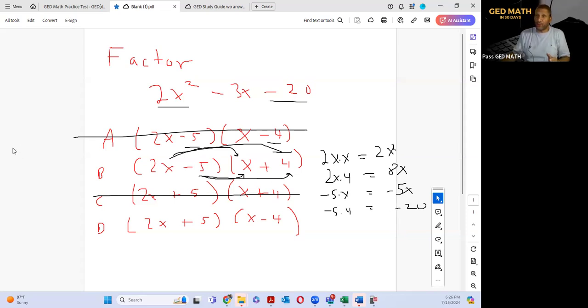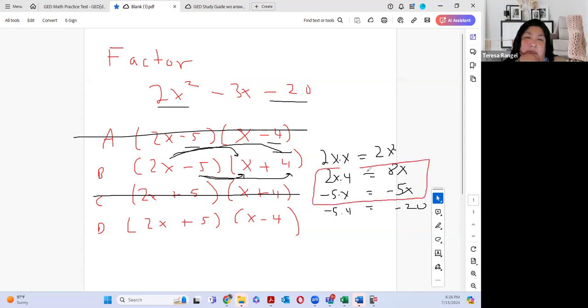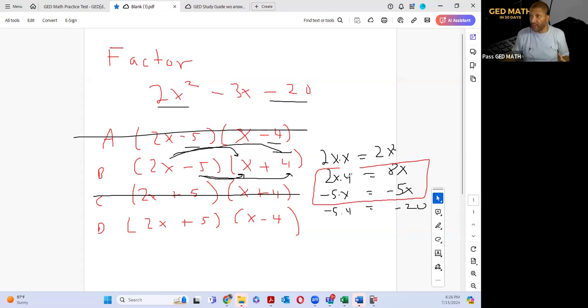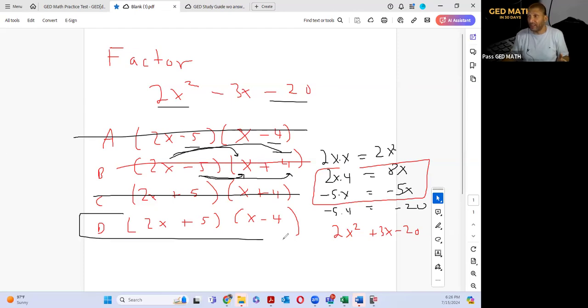What you should notice, I'm going to go back to red, is these are like terms. They both have the variable x. 8 minus 5 is 3. So the answer to this is 2x squared plus 3x minus 20. That is not what we should have. We should have 2x squared minus 3x minus 20. Now I know it's not B. I know my answer is D in less than 30 seconds.